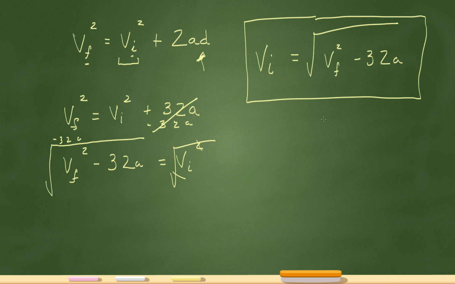The question is saying which of the following gives the initial velocity, or the vi, in terms of a and the vf, when the object has traveled 16 meters.